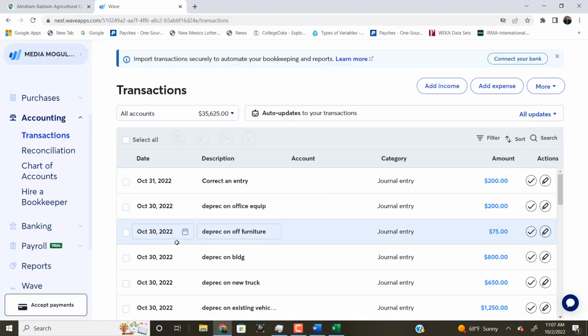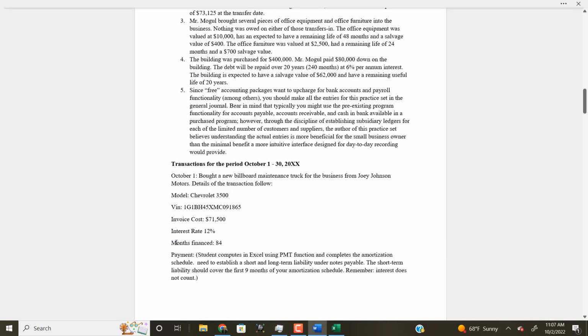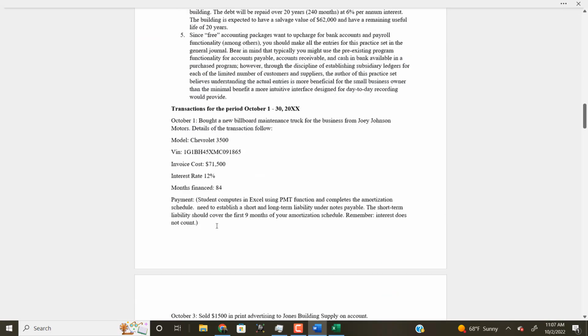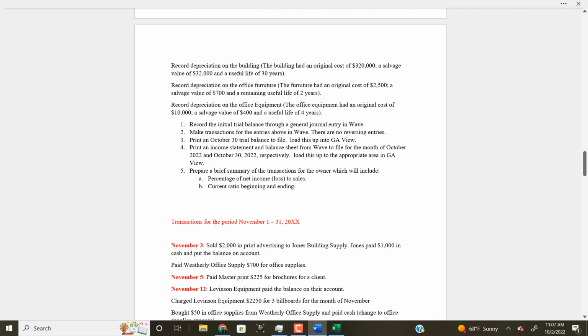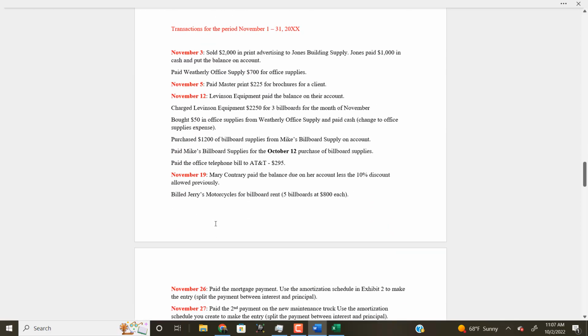so let's go back over to Wave. Excuse me, let's go back over to this one. And we have to do the transactions for November. And the first one is sold $2,000 in print advertising to Jones Building Supply. Jones paid $1,000 in cash and put the balance on account. This again is not unusual.